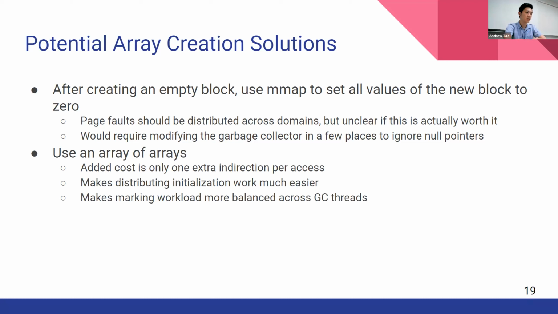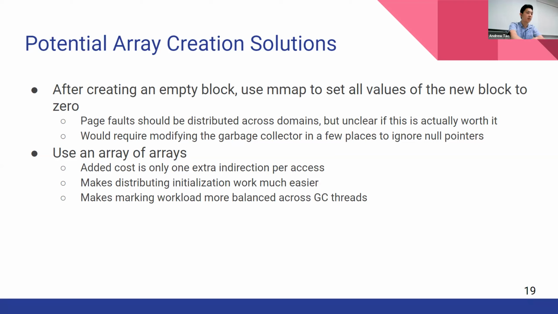Unfortunately, that does bring a cost on that scale for the accesses, but it does make the distribution of initialization work much easier, right? Because we can just have our chunks done sequentially by each domain, without having to worry about actually creating the array in parallel. And this also makes the marking workload a little bit more balanced.